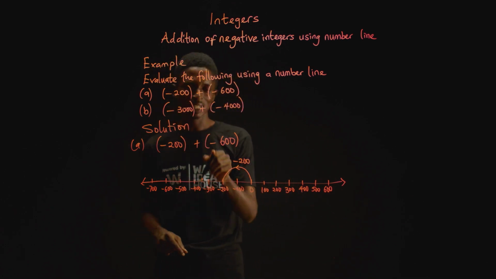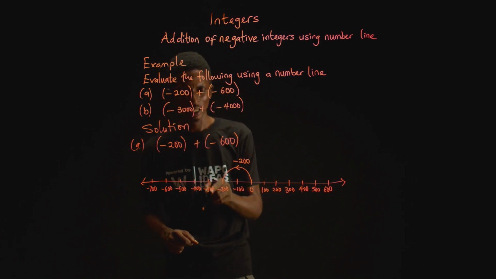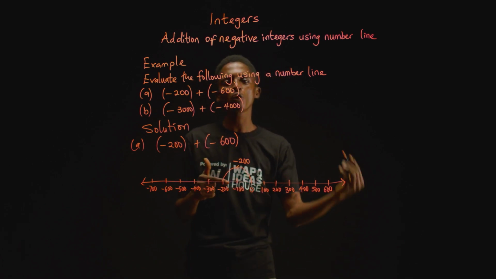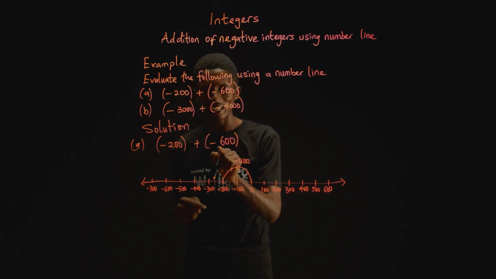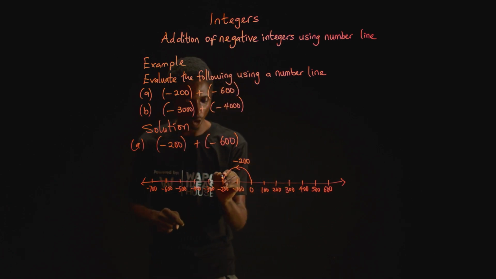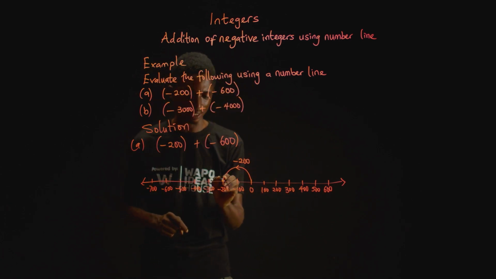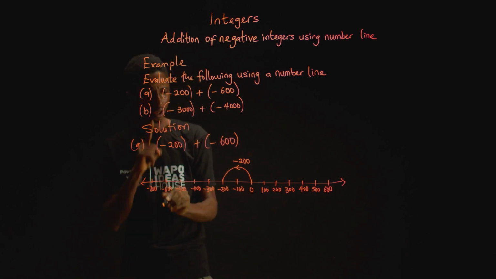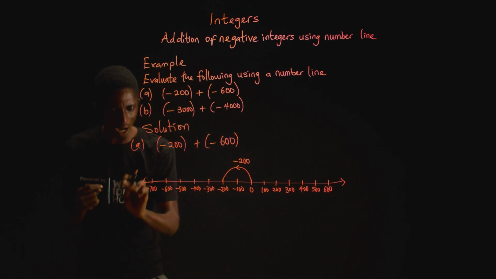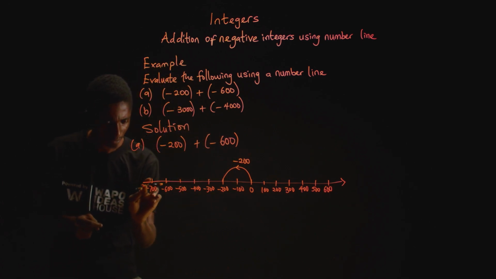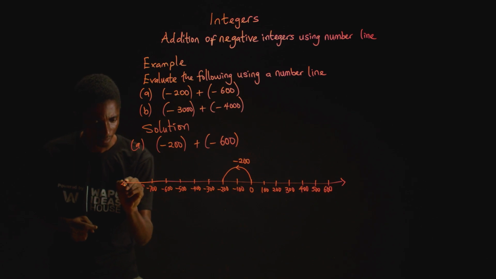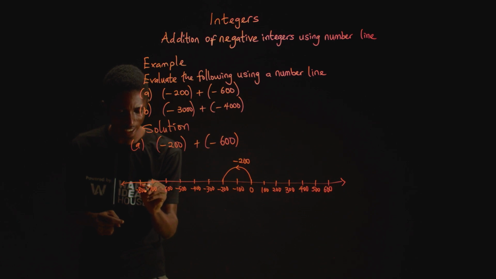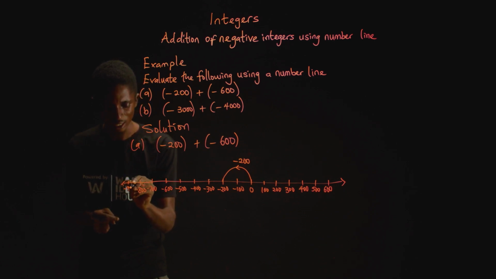Now we are going to add minus 600. Because what we are adding is a negative integer, we are going to continue further to the left, this time in 6 steps. So from here, we count 6 steps to the left. 1, 2, 3, 4, 5. Not enough. So we extend our number line. The next one after minus 700 will be minus 800, minus 900.